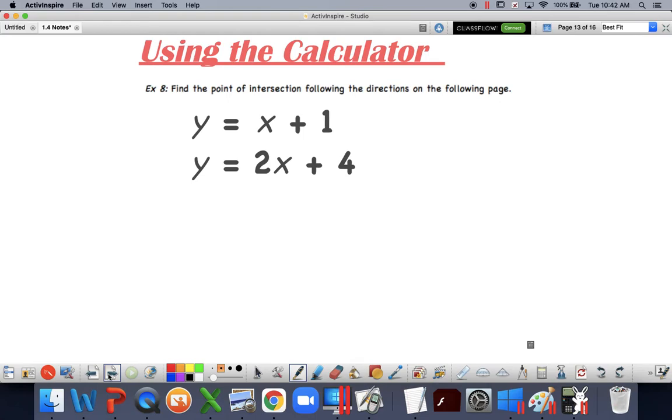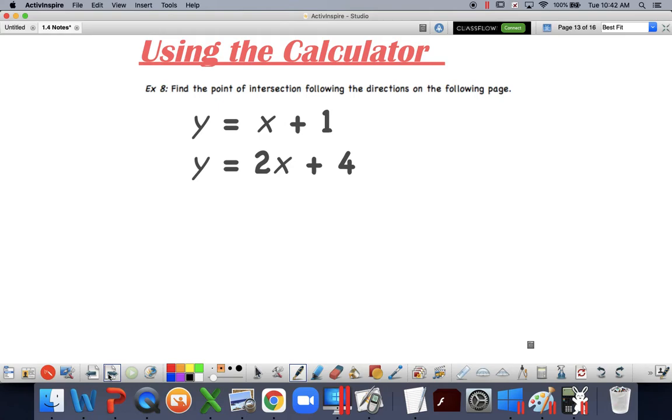Let's go ahead and try out how to use a graphing calculator. And if you don't have a graphing calculator, I encourage you to get one, especially if you're going to keep taking math classes after Algebra 2. If you're going to go to college, a graphing calculator can come in handy, and it is allowed to be used on the ACT exam.